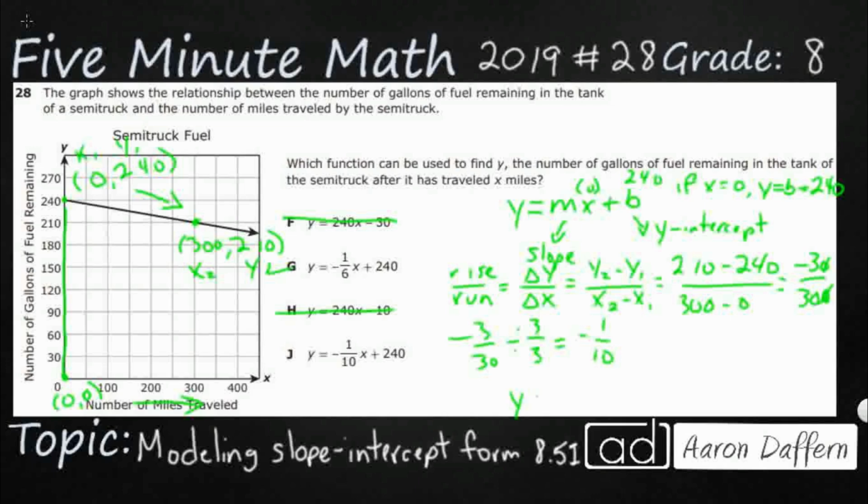So let's put it all together. y equals my slope, negative 1/10, x plus my y-intercept of 240. My answer is J.